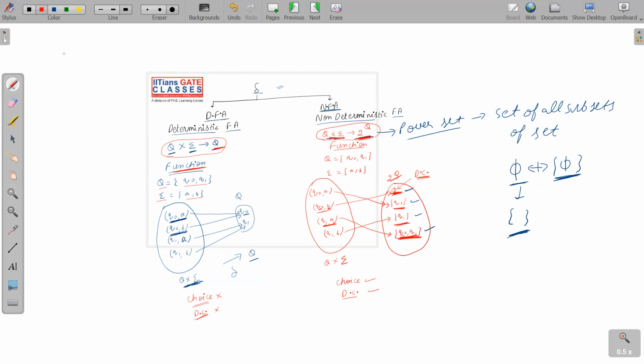Or simply see it like this also. I have already told you all these things. For DFA, we have a function from Q cross Sigma to Q. So this set is included in this set or not? Obviously, this set is included in this set, and more precisely, I can say link each and every element of Q cross Sigma to a singleton set here. That's it. Now I hope I have made the point clear. So DFA is a special case of NFA in which each and every element of Q cross Sigma is linked with singleton sets.